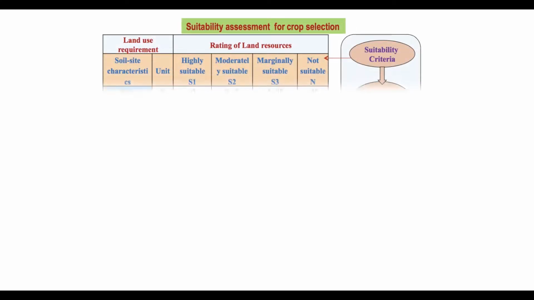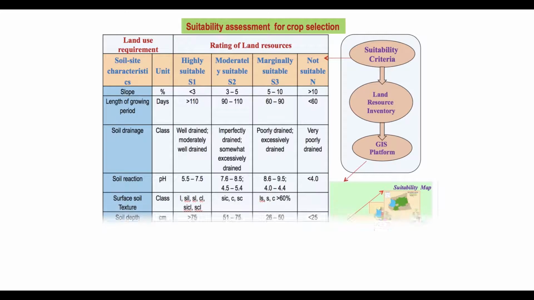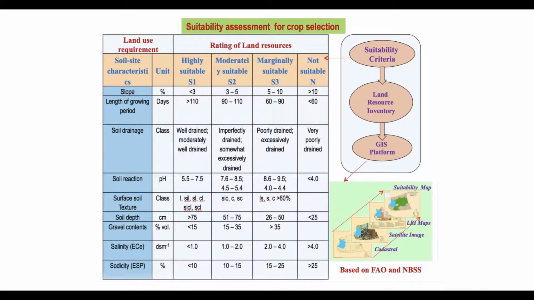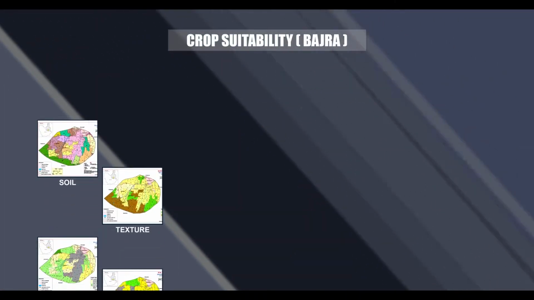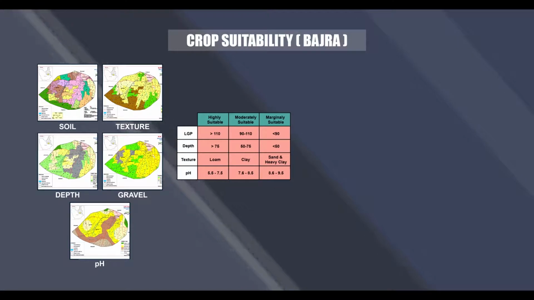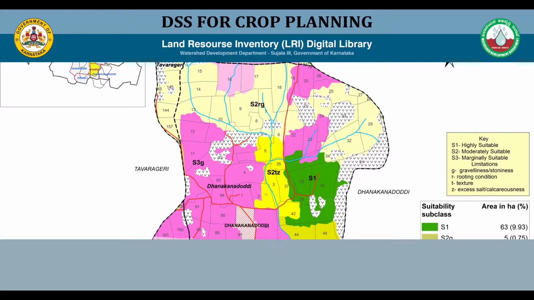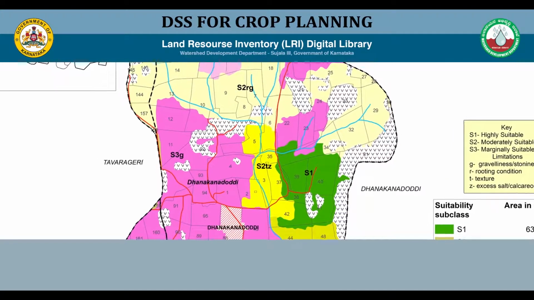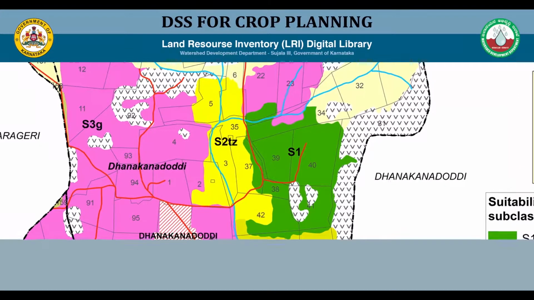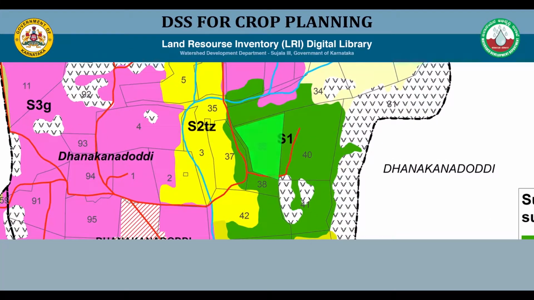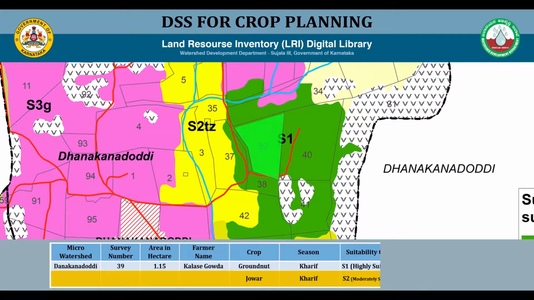The decision support system required for crop planning is developed by matching the LRI information with crop suitability criteria for different crops. The suitability assessment shows the degree of suitability or non-suitability of the resources for the selected crop, which enables the farmer and line departments to choose the best suited crop or combination of crops in a watershed along with constraints or limitations present, measures to overcome the same, and appropriate package of practices to be followed to get the maximum yield for the selected crop.